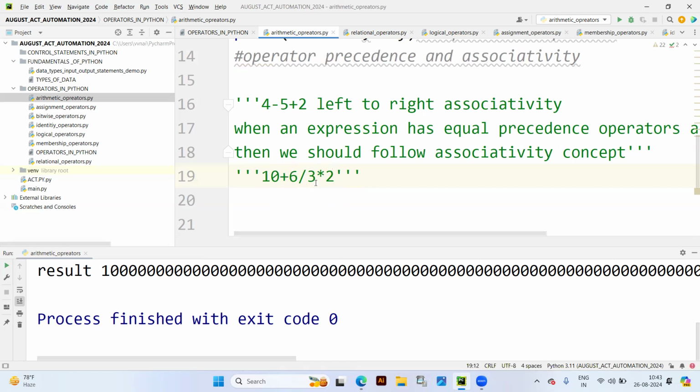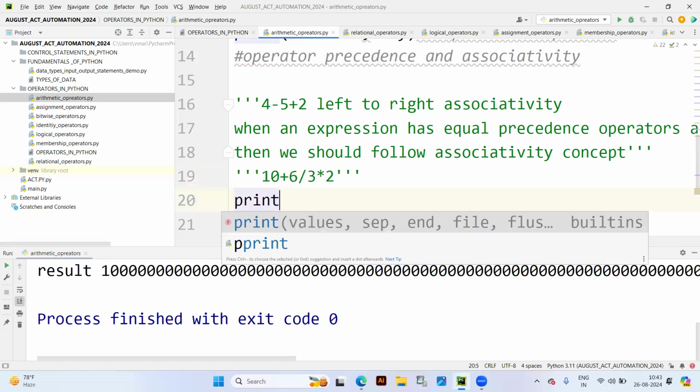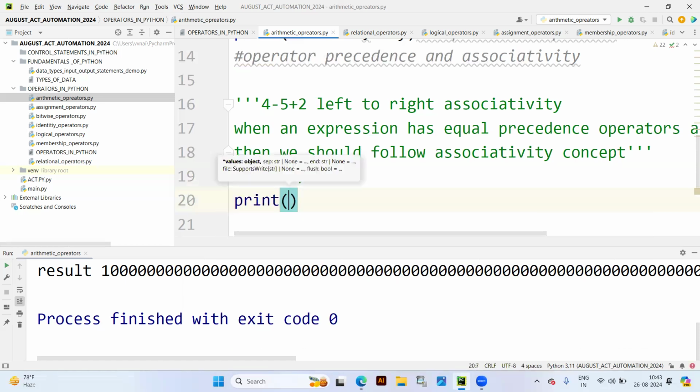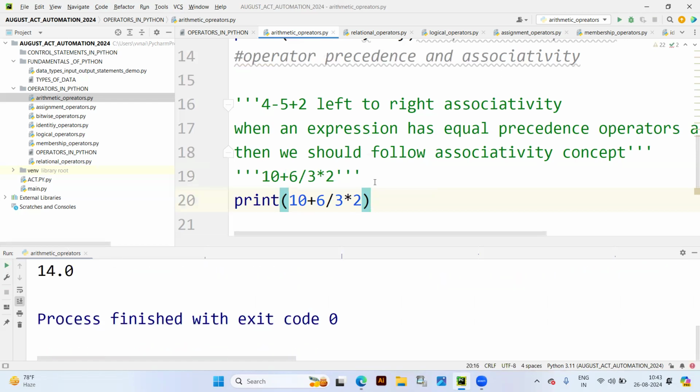Now see, 6/3 is going to become what? 2. 2 into 2 is 4. 4 plus 10. Now see the result. Copy, print. You see the result? Are you clear? So why is it 14.0?